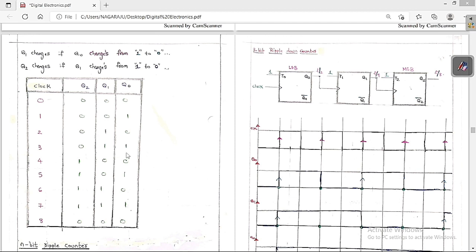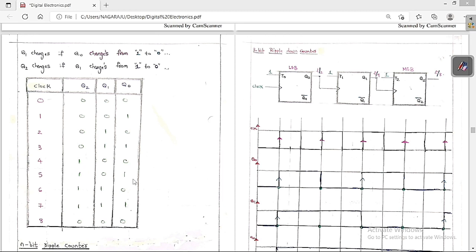For the third triggering, Q0 changes from 0 to 1 again, and the others stay the same as the previous one. For the fourth triggering, Q0 changes from 1 to 0. Q1 changes only when Q0 changes from 1 to 0, yes, it changed, so there is a change here. Similarly, Q2 changes only when Q1 changes from 1 to 0, yes, it changed from 0 to 1 here.